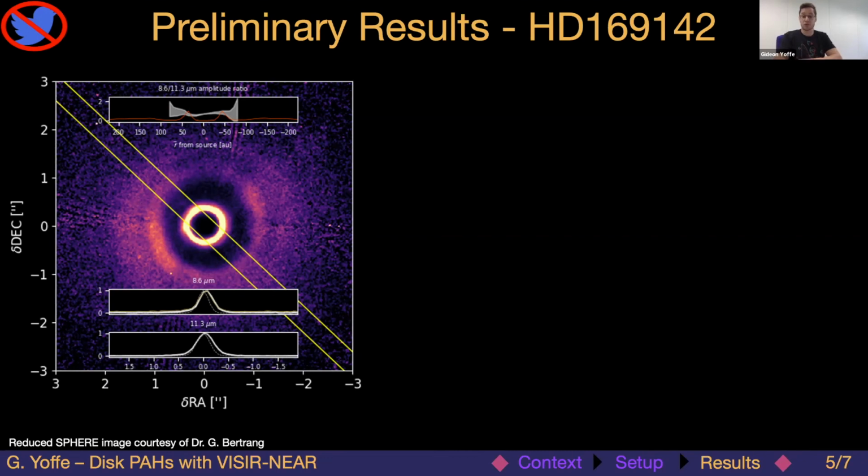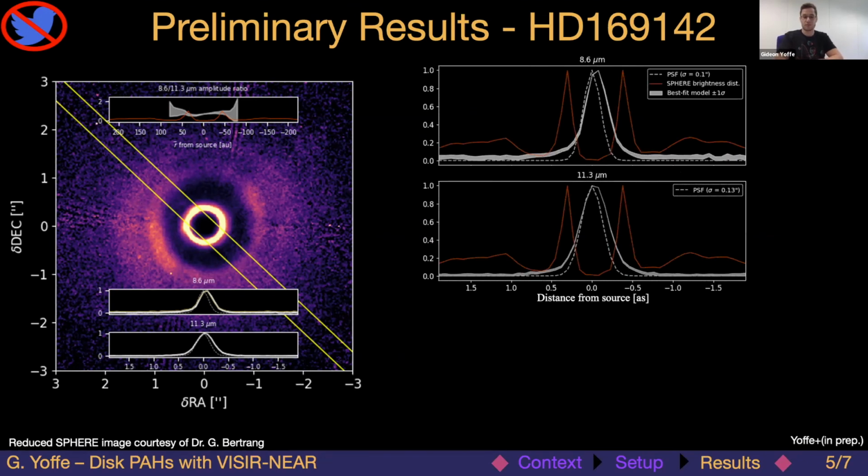Let's take a closer look at these PAH profiles. These 2 plots are identical to the ones in the panels to the left. As you can see, the bulk of the PAH emission for both bands is largely contained within the central region of the object, which is in the SPHERE images obscured by the coronagraph.